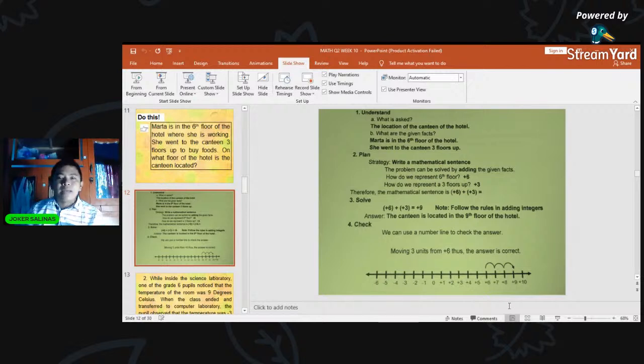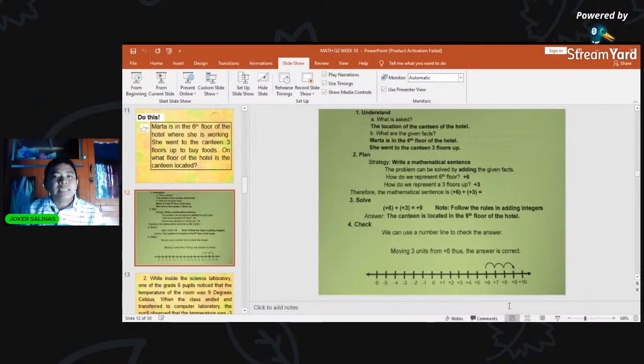Next is the plan. So what are your plans? You need to know the strategy. The strategy that we're going to use is to write a mathematical sentence. The problem can be solved by adding the given facts. So you need to add the given facts.